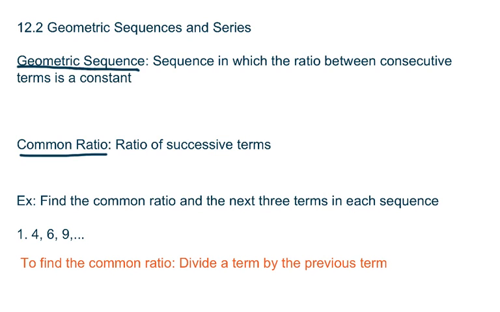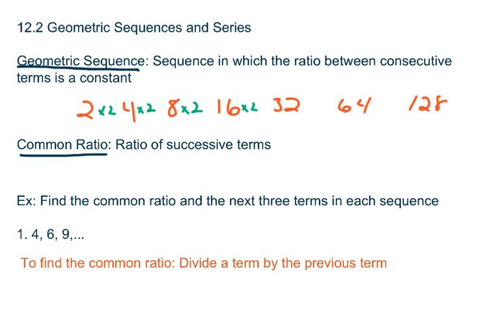So a geometric sequence is a sequence in which the ratio between consecutive terms is a constant. For example, you could have 2 and then 4 and then 8 and then 16 and then 32 and then 64 and then 128 and so on down the line. That would be an example of a geometric sequence. We're multiplying by 2 every time. So we go times 2 and then times 2 and then times 2, and you get the idea. The common ratio, the ratio of successive terms, would be 2 in this case.